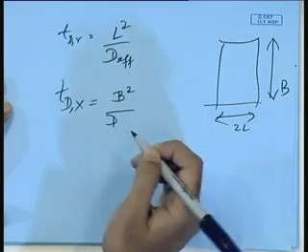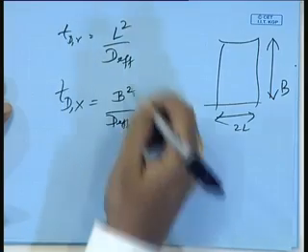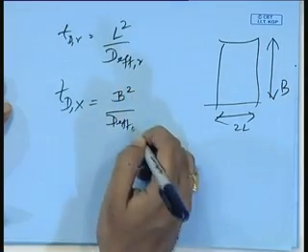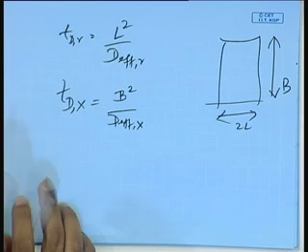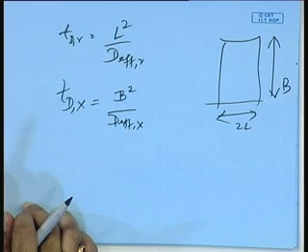Okay, not necessarily. This is D effective R and this is D effective X, because not necessarily the diffusion coefficients are going to be the same in the radial and the axial coordinates.